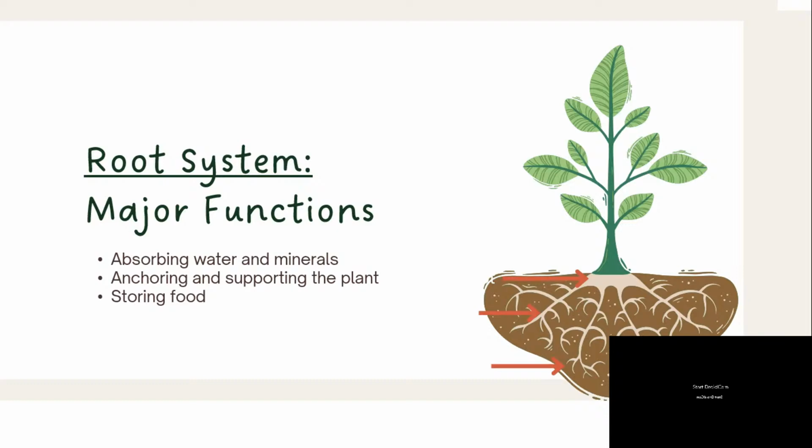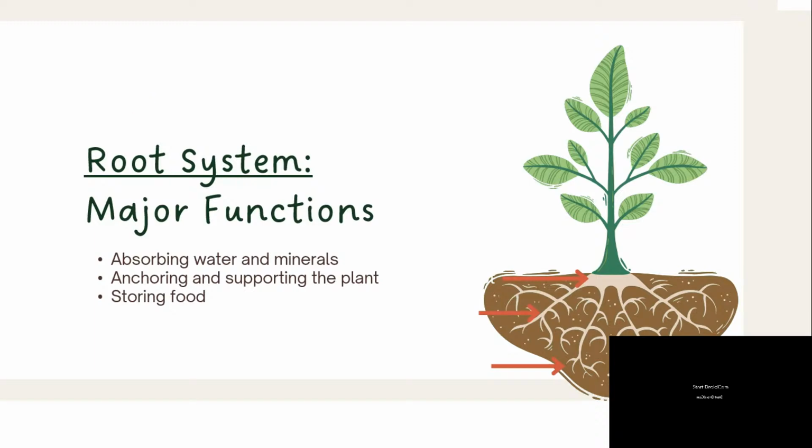So the plant must absorb water, and it does this by absorbing it from the ground. Remember, the plant is not going to be able to walk in search of water like animals do. So it must have a root network system which allows it to absorb water and minerals.